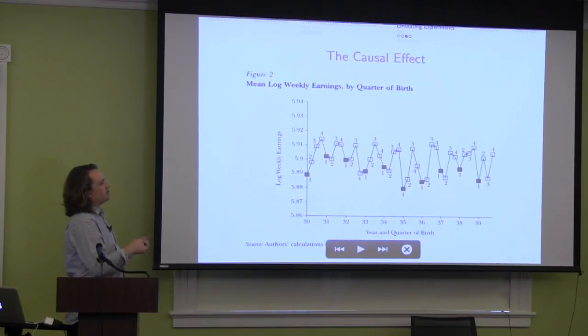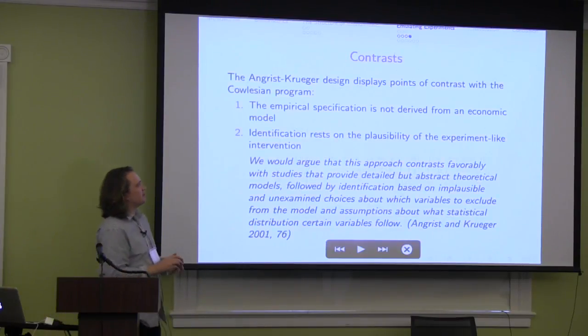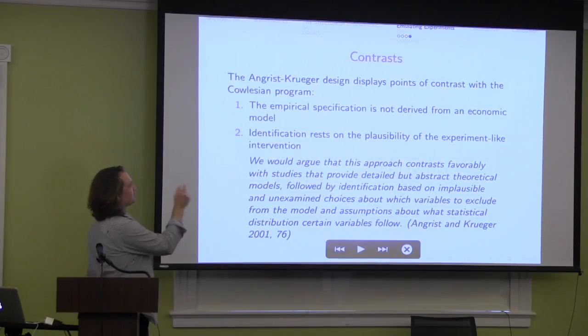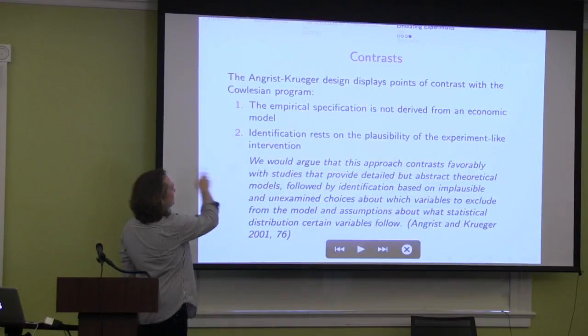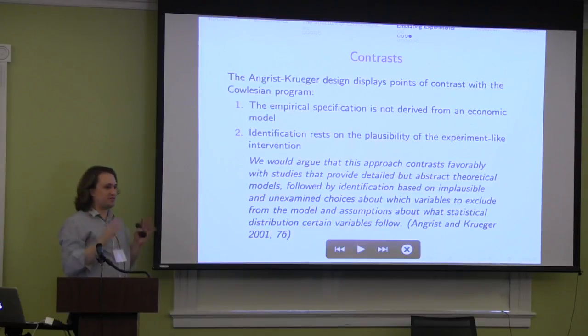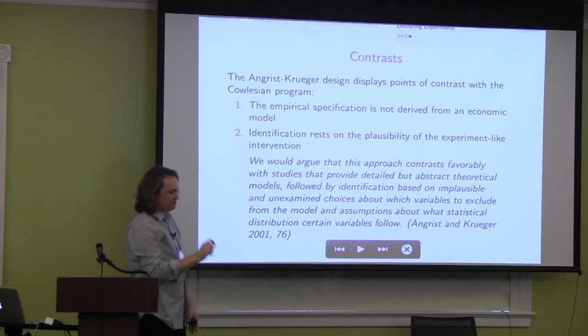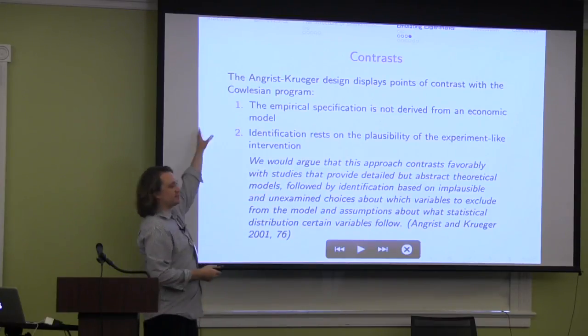Going back to the Willis and Rosen design, I just want to highlight the discontinuities here. So there are some key points of contrast with what was the Colesian program. First of all, the empirical specification is not derived from any economic model, right? In Willis and Rosen, this is explicit. Like, we're going to write down a model of how people choose to make their education decisions, and then we're going to take that to the data. That's not here.